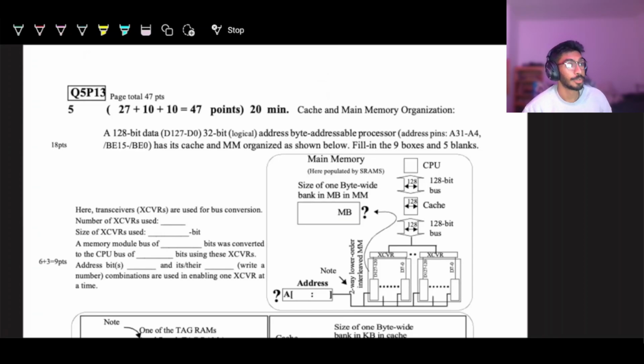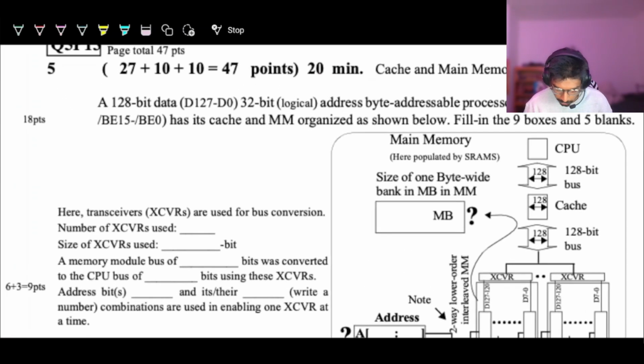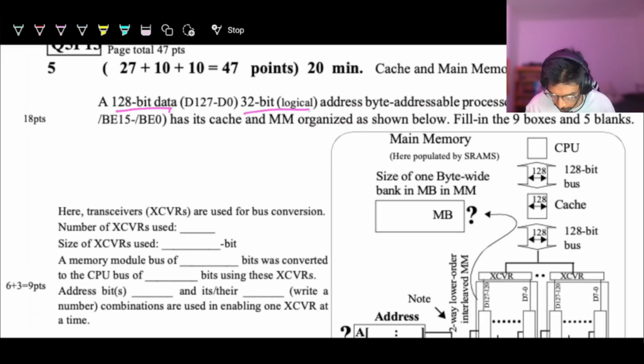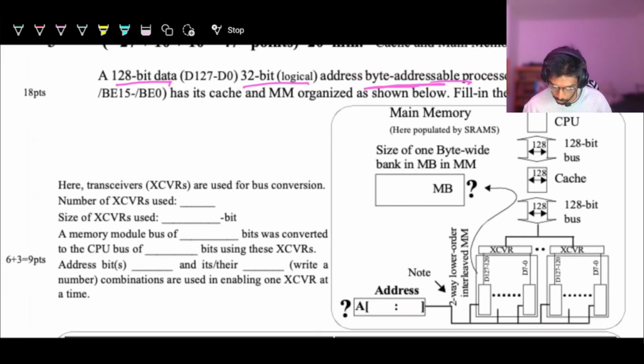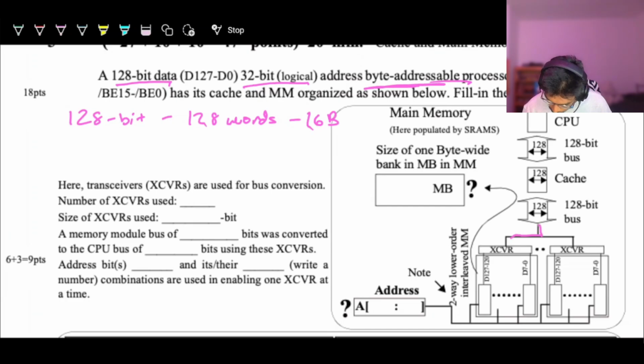Hey guys, today we will be doing this problem on cache and main memory organization. So given a 128-bit data CPU with 32-bit logical addresses, that's for a byte addressable processor, let's dive into how the memory would be organized. So first, 128-bit data is 128-bit words, which is 16 bytes. And from our graphic here, we have two-way lower order interleaving.